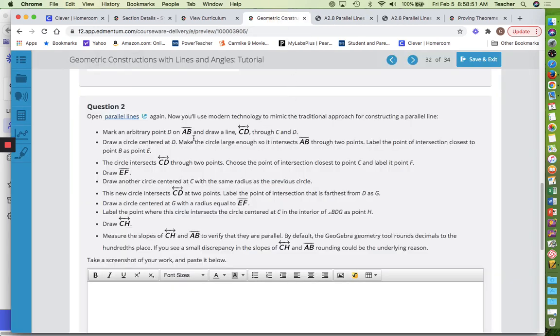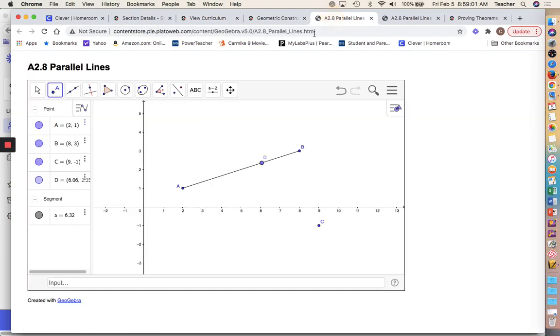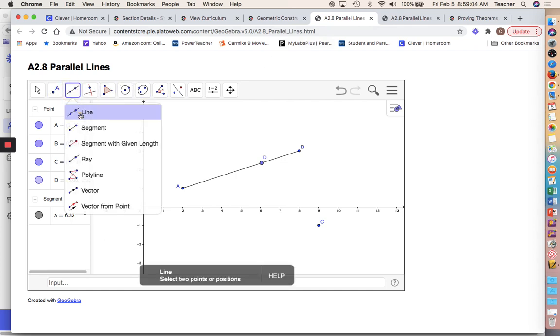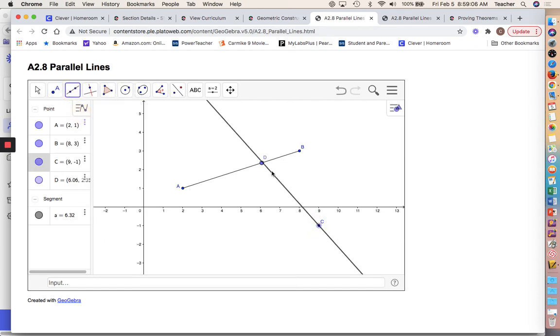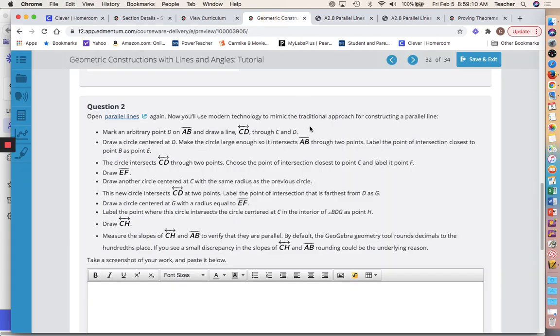All right, so I'm going to draw. Make an arbitrary point D on AB and draw a line CD through C and D. So I'm going to, wrong way. I'm going to draw a line through C, D. All right, done with bullet point 1.